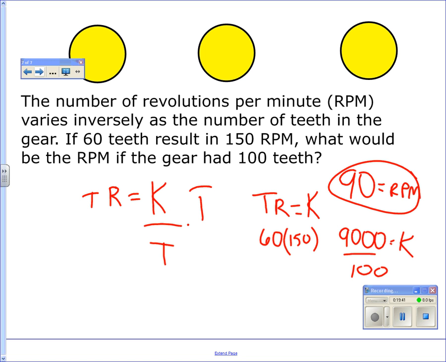Okay, so direct variation, what is that going to be? A equals kB. What about inverse variation? A equals k divided by B. Do you have to know those two? Yes, if you don't learn them, are you going to be in trouble on these? Very possibly. Okay.